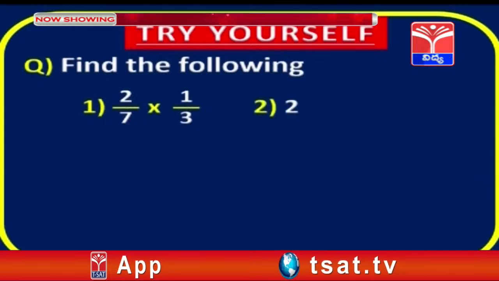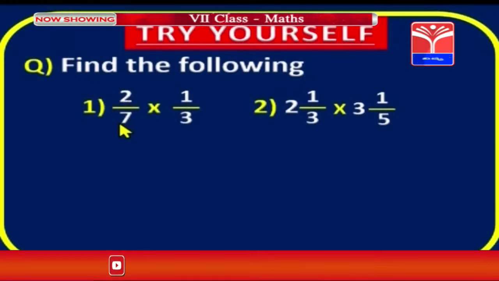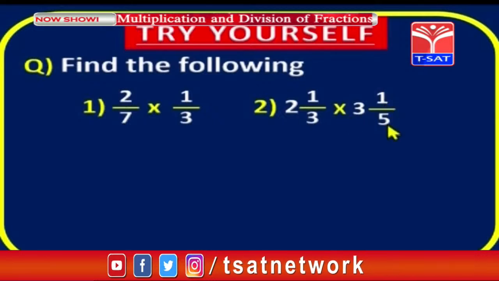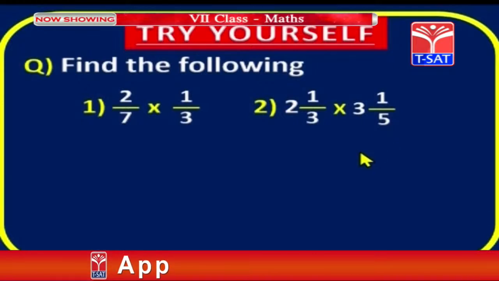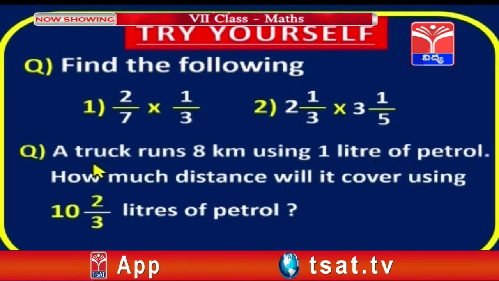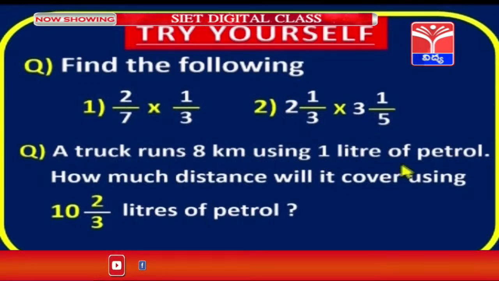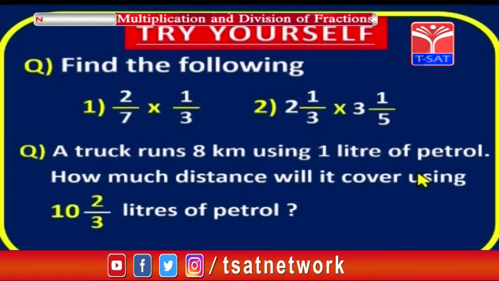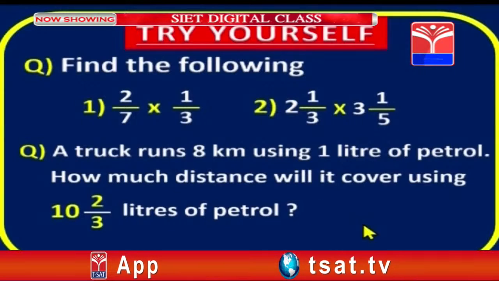Children, you try yourself and find the following. 2 by 7 into 1 by 3, and 2 1 by 3 into 3 1 by 5. First one, 2 by 7 into 1 by 3. Second one, 2 1 by 3 into 3 1 by 5. Here we have mixed fractions. Convert them into improper fractions. Then you simplify. One more question. A truck runs 8 kilometers using 1 liter of petrol. So what is given here? A truck runs 8 kilometers using 1 liter of petrol. So what do you have to find? How much distance will it cover using 10 2 by 3 liters of petrol? Children, try to do this problem.